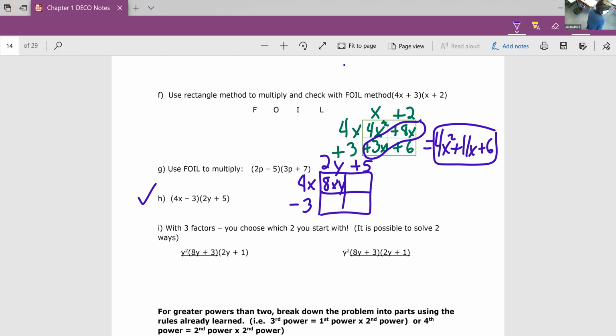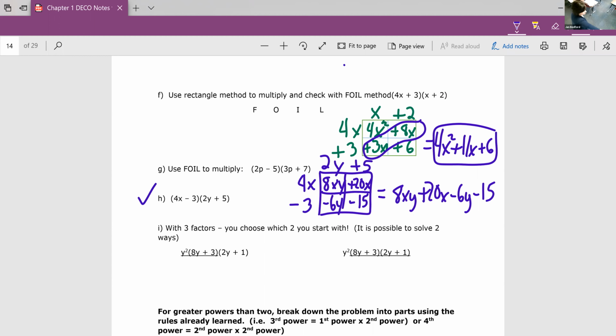Now, what went in the top right box? Plus 20x. What went down in the bottom left? Good. And what went in the bottom right? Remember to multiply. -3 times a +5 is a -15. And nothing combined. There were no like terms. So if I pull it out of the box, it's just 8xy plus 20x minus 6y minus 15. Now, does it matter the order I write those four terms in?